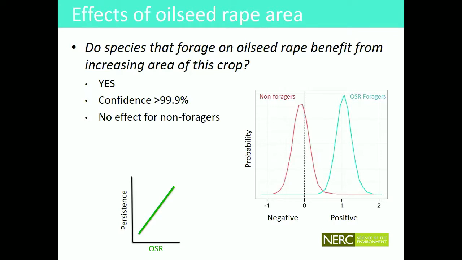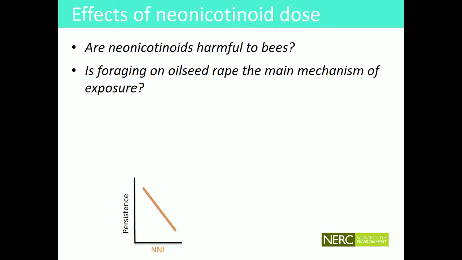Non-foragers, their distribution is centered on 0. So there's absolutely no evidence for an effect of oilseed rape cover on species that don't forage on it. That's good, because that means our categorization makes sense. So we can be really, really confident that species that do forage on oilseed rape have benefited, and those that don't haven't. Then we can move on to the second question.